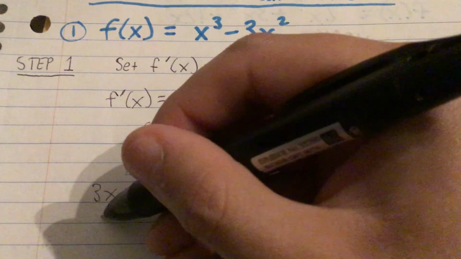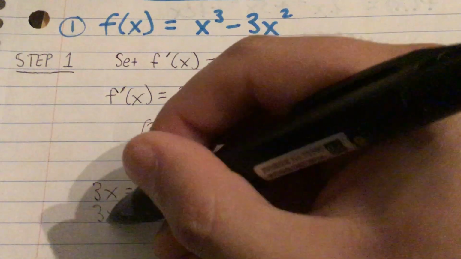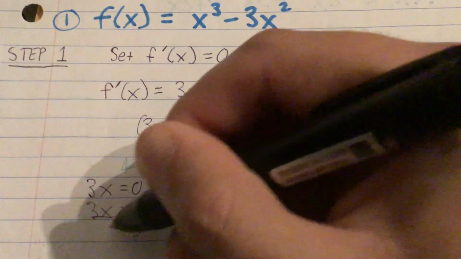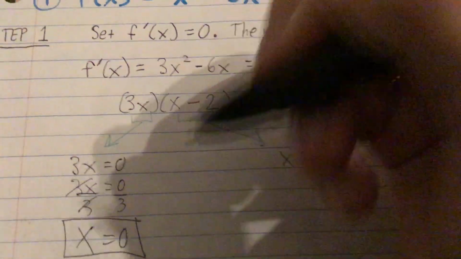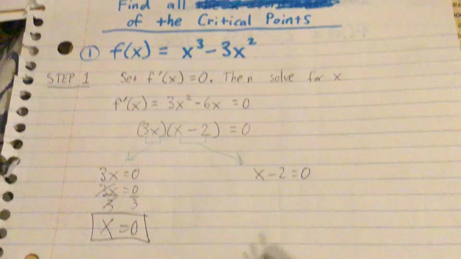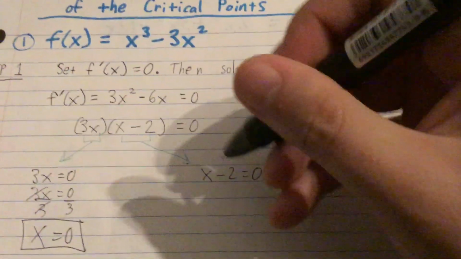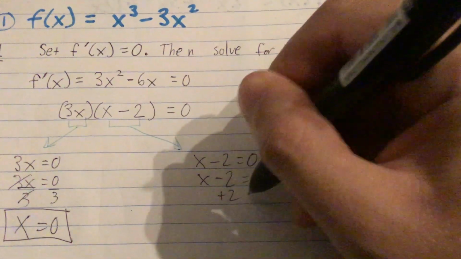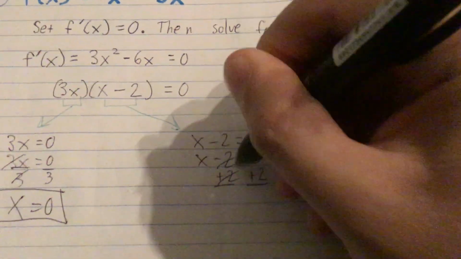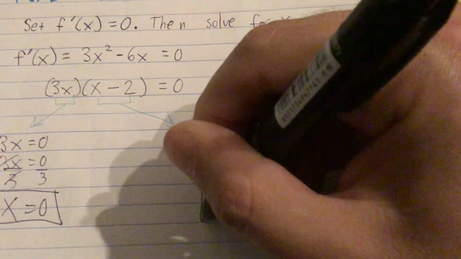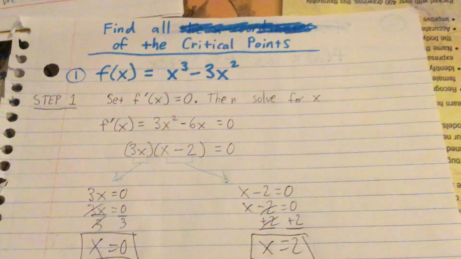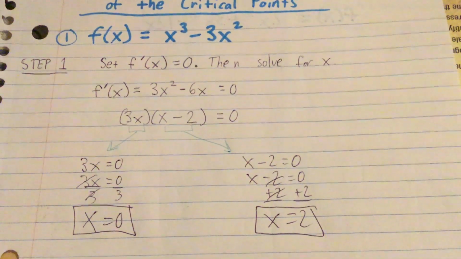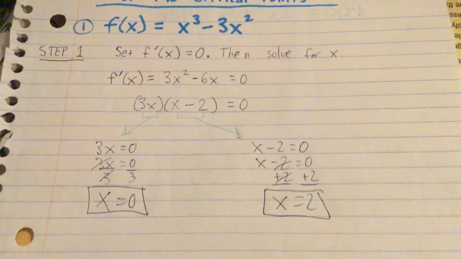So let's just get this over with. 3x is equal to 0. Well, divide both sides by 3 and you know the routine. X is equal to 0. That's one of the critical points. Sorry, one of the x coordinates of the critical points. X minus 2 is equal to 0. So we add 2 on both sides. X is equal to 2. So therefore, the x values for the critical points are at x equals 0 and x equals 2.